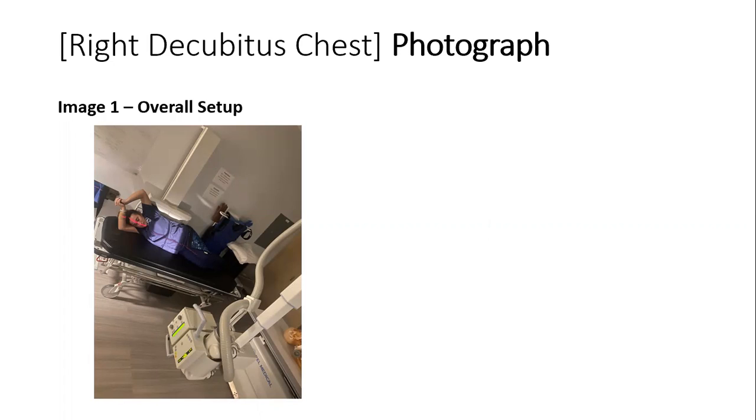The image receptor size for this image should be around 14 by 17. The image receptor orientation should be landscape, and the image receptor location is preferably the wall bucky, but can be done on the table bucky if needed. The SID for this image should be around 72 inches.